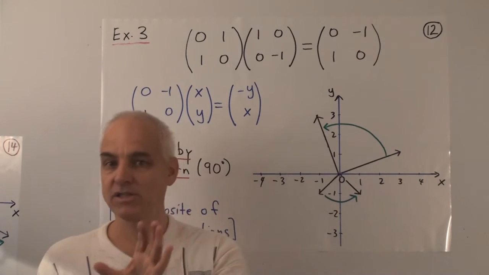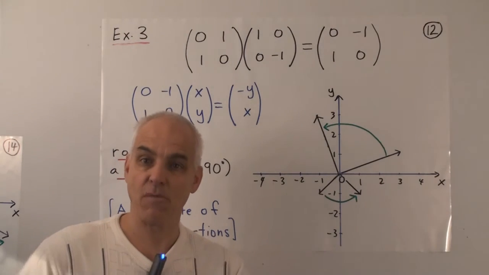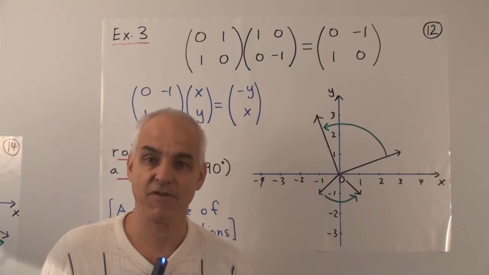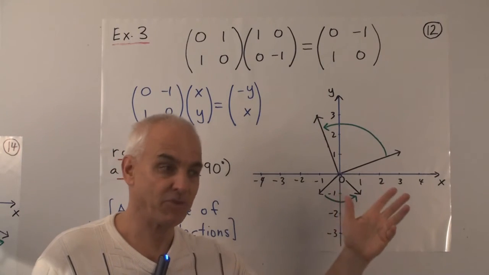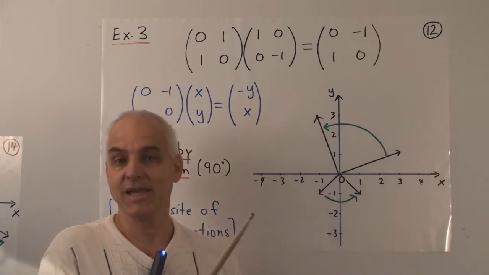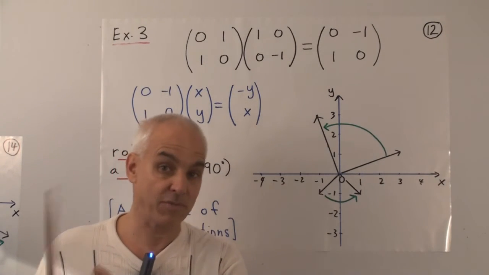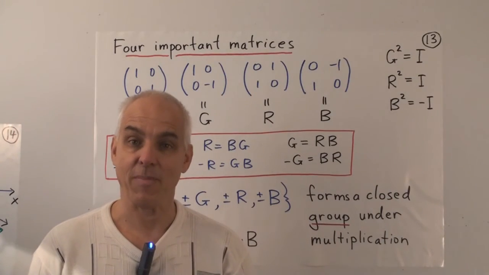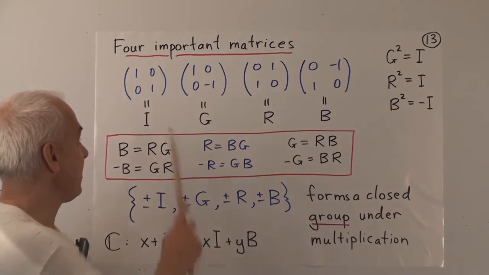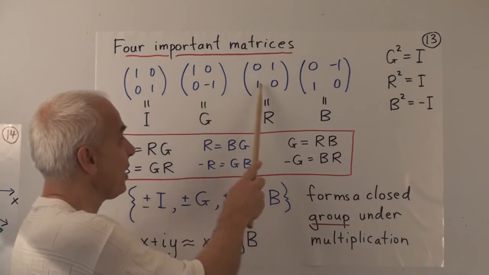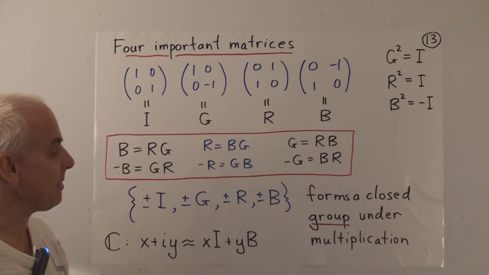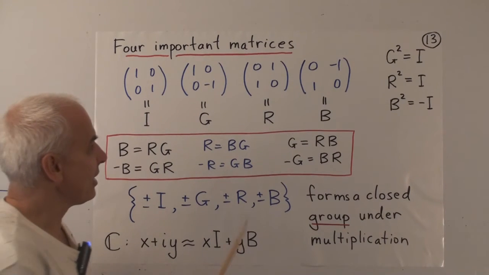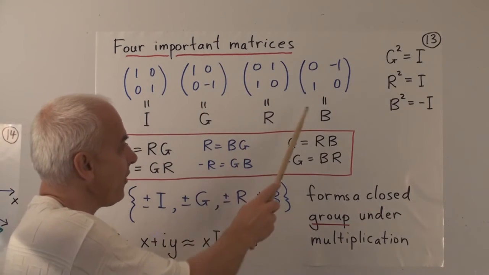The matrix multiplication corresponds to composing transformations. How important is that? That's very, very important. It means that the geometry of composition of transformations is directly linked to the arithmetic of the 2 by 2 matrices. We've talked so far about 4 interesting matrices. The identity matrix, and then these 3 particular matrices. Let me somewhat arbitrarily, but not entirely arbitrarily, give them some names. Let's call this one G, and this one R, and this one B.